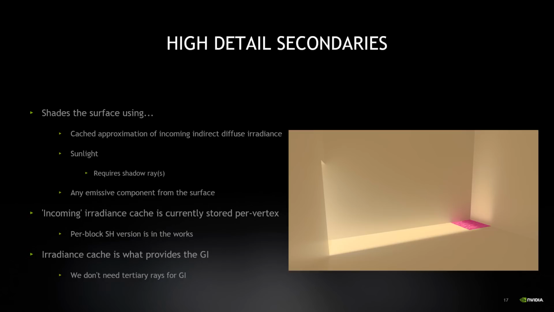So the incoming irradiance cache is currently stored per vertex in Minecraft. We do have a different version that we're working on that's storing it in spherical harmonics. But right now, the vertex-based one is working okay. And it's the irradiance cache that provides the global illumination. It means we don't need to shoot tertiary rays.